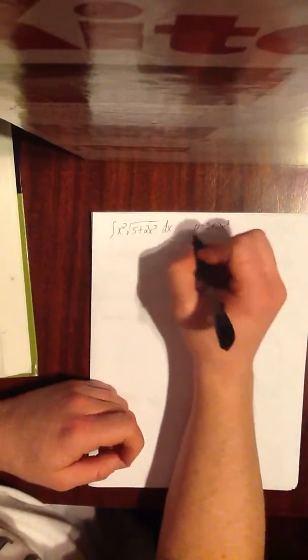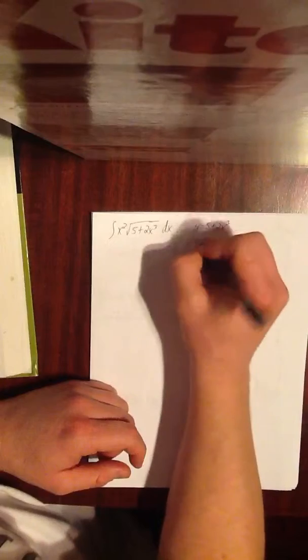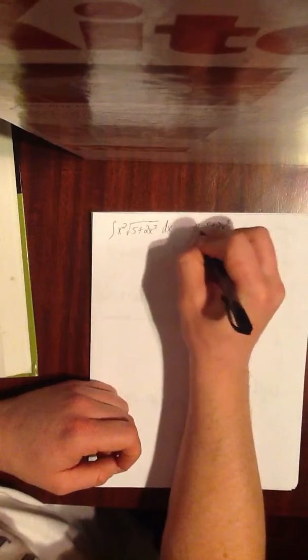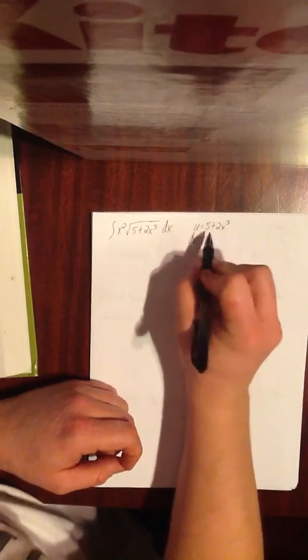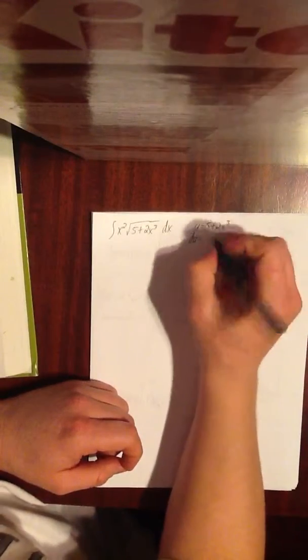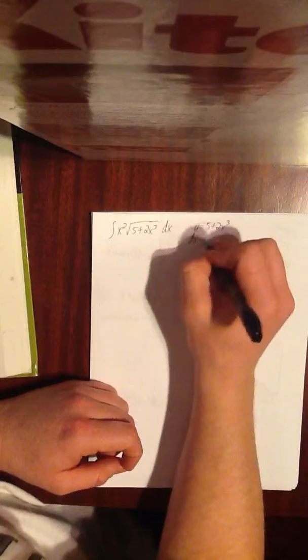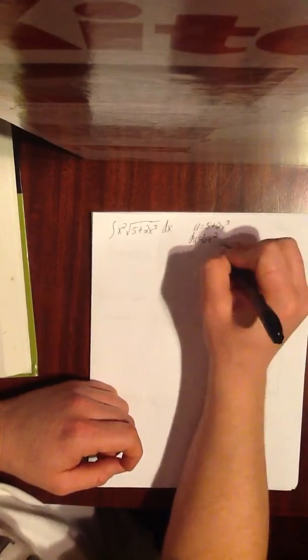And again, what do we do after that? If I know what u is, I also need to know what du is. So take the derivative of both sides: du will equal, derivative of 5 is nothing, derivative of 2x to the 3rd is, drop the 3, 6x squared dx. So I know u and I know du. Now I plug them in, integrate, and then plug them out, I guess you call it.